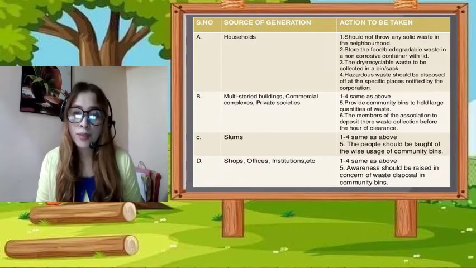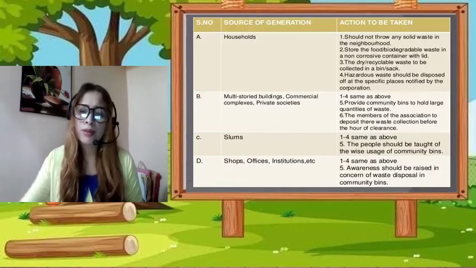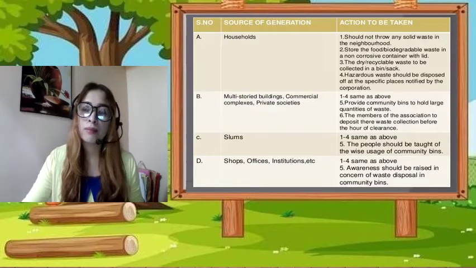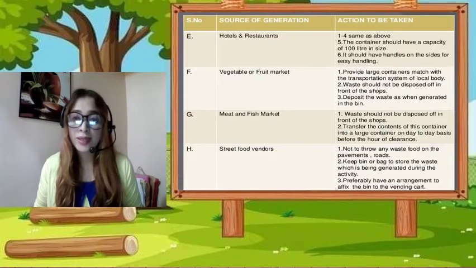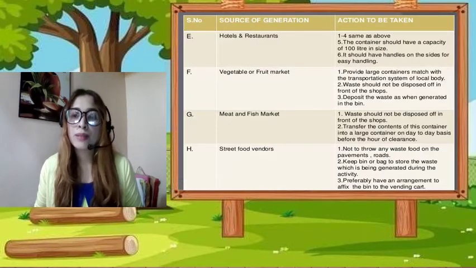And then shops, offices, and institutions have the same segregation of waste, and there must be awareness raised concerning waste disposal in community bins. You can put up posters telling people where to throw their garbage and the right way of using those bins. Then hotels and restaurants, which are common in Tagaytay City. There are many restaurants and hotels here. They are advised to manage their waste by segregating them properly. The container should have a capacity of 100 liters in size.